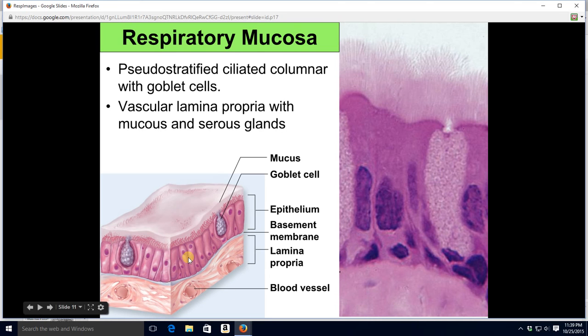Over here we see the same epithelium. Look at it again. Also notice the connective tissue layer underneath. This is the lamina propria. It is very vascular. It's going to help heat up the air. It's also got mucus and serous glands, which are going to contribute to the filtration, to the humidification, and the warming of air as well.